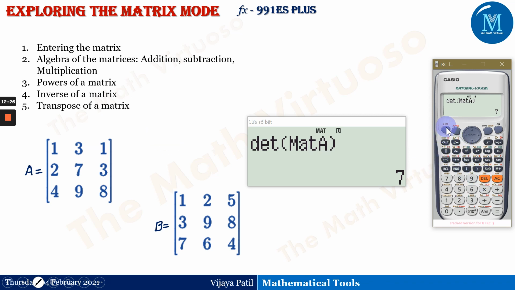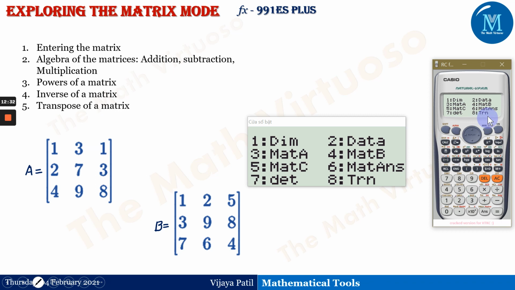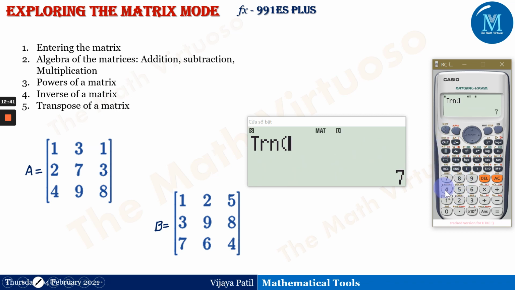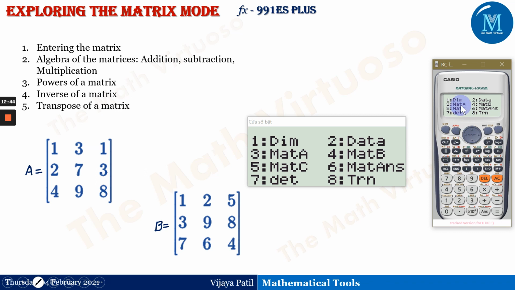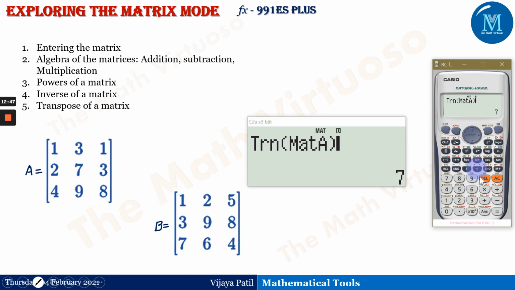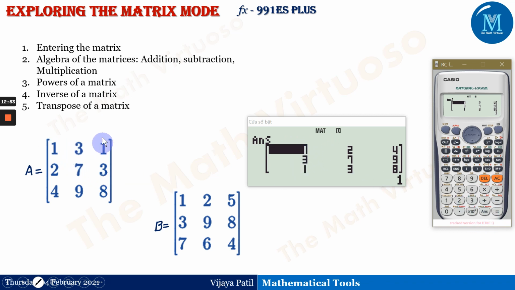So this is done. Now what is to be explored here? Shift 4, TRN, is known as the transpose of a given matrix. Let us explore that. Option 8, TRN of 4. I want the transpose of mat A. So 3, equals. See, if you observe, 131 is a row here, and this 131 becomes a column. Similarly, 273 is a row, but it becomes a column. 498 is a row, and 498 becomes the column here.